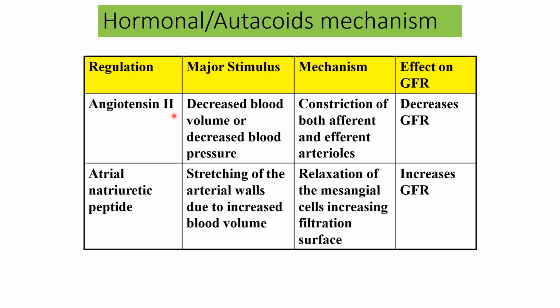So angiotensin II: the major stimulus for its production is decreased blood volume or decreased blood pressure, and the mechanism is constriction of both afferent and efferent arterioles, which decreases the GFR. And ANP, one more hormone, is atrial natriuretic peptide, which, by stretching of atrial walls due to increased blood volume, causes relaxation of the mesangial cells, increasing the filtration surface, which increases GFR.